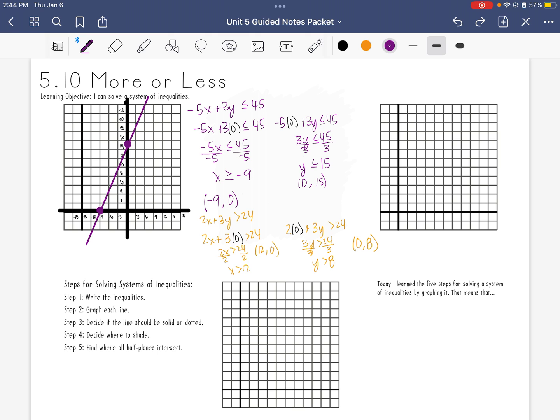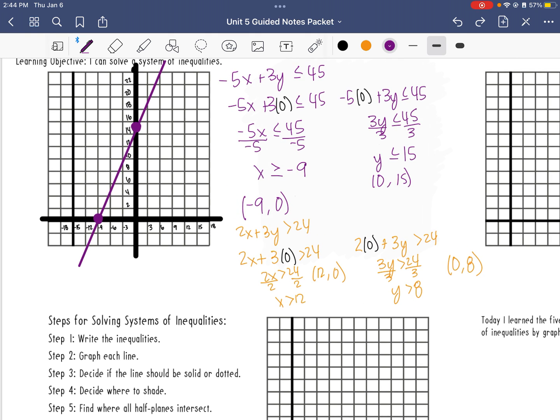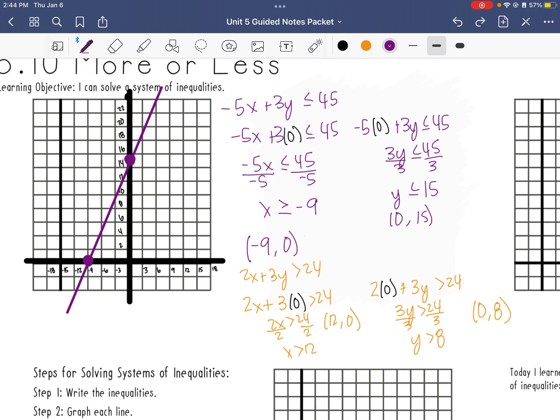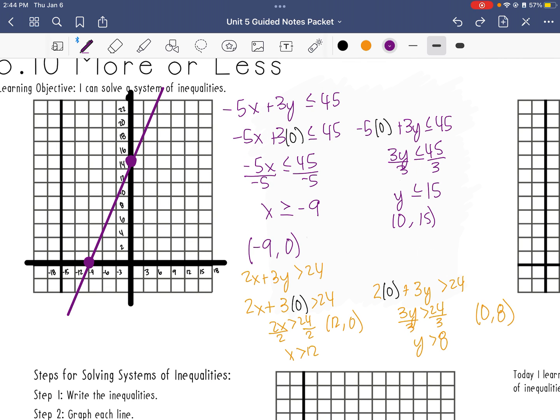Then we have to decide where to shade. The easiest way to decide where to shade is to pick a point and test it. So (0, 0) is always going to be your easiest point to test. The reason for that is if you put a 0 in here and a 0 in here, then this becomes 0 and this becomes 0, which is really easy to work with. 0 plus 0 is just 0. The whole thing zeroes out.